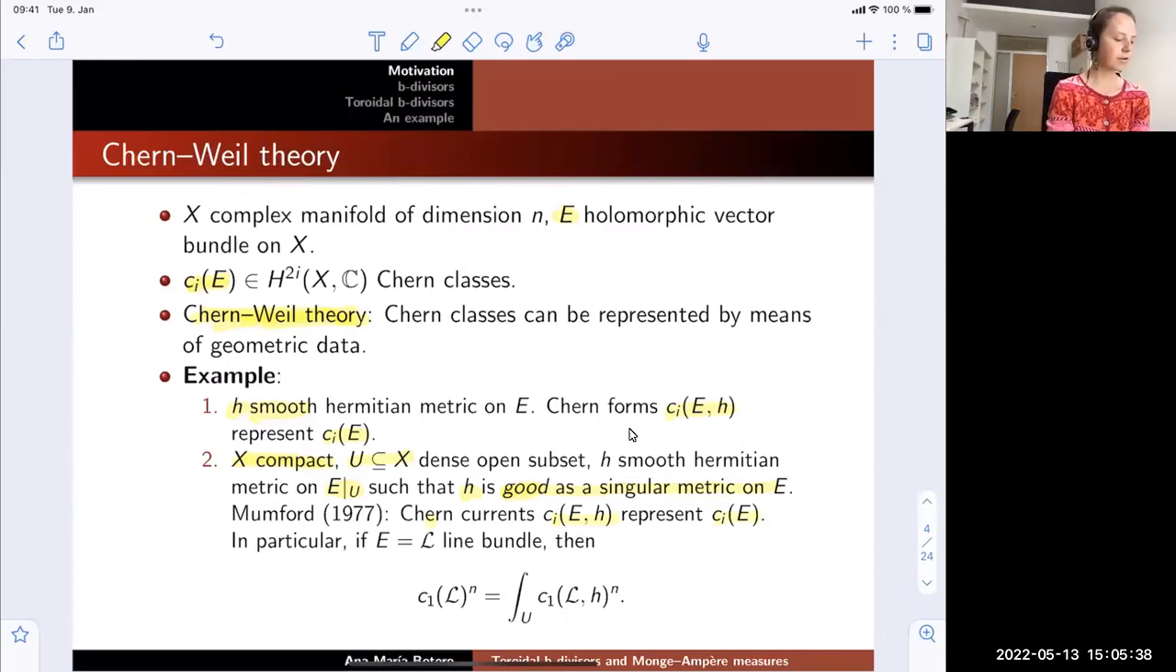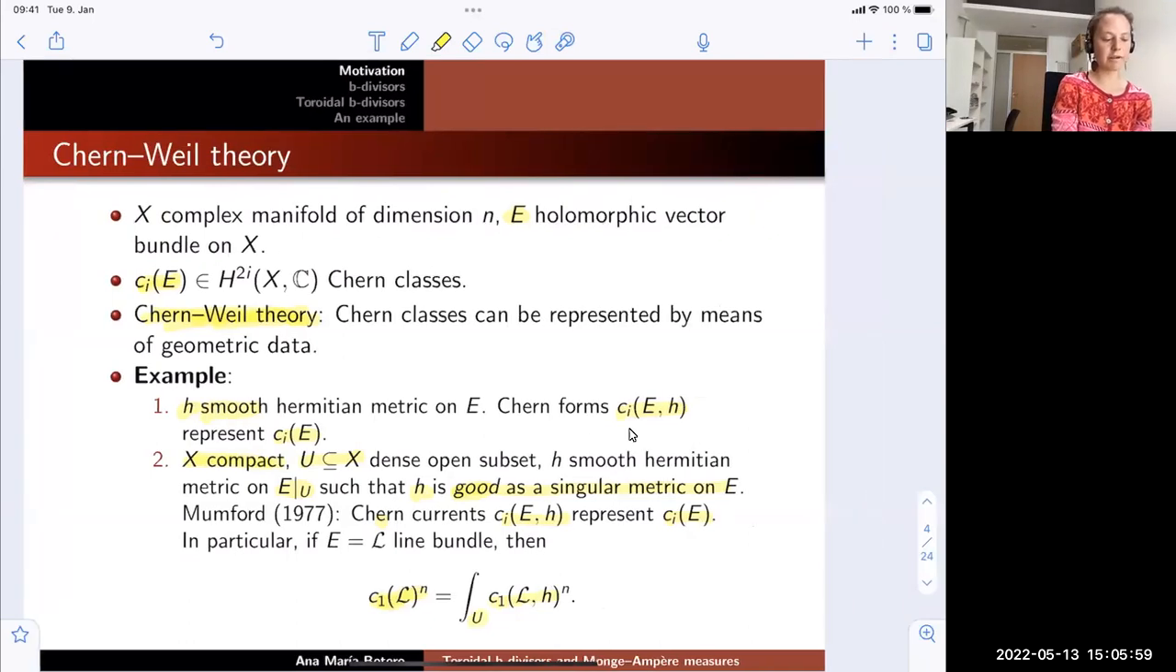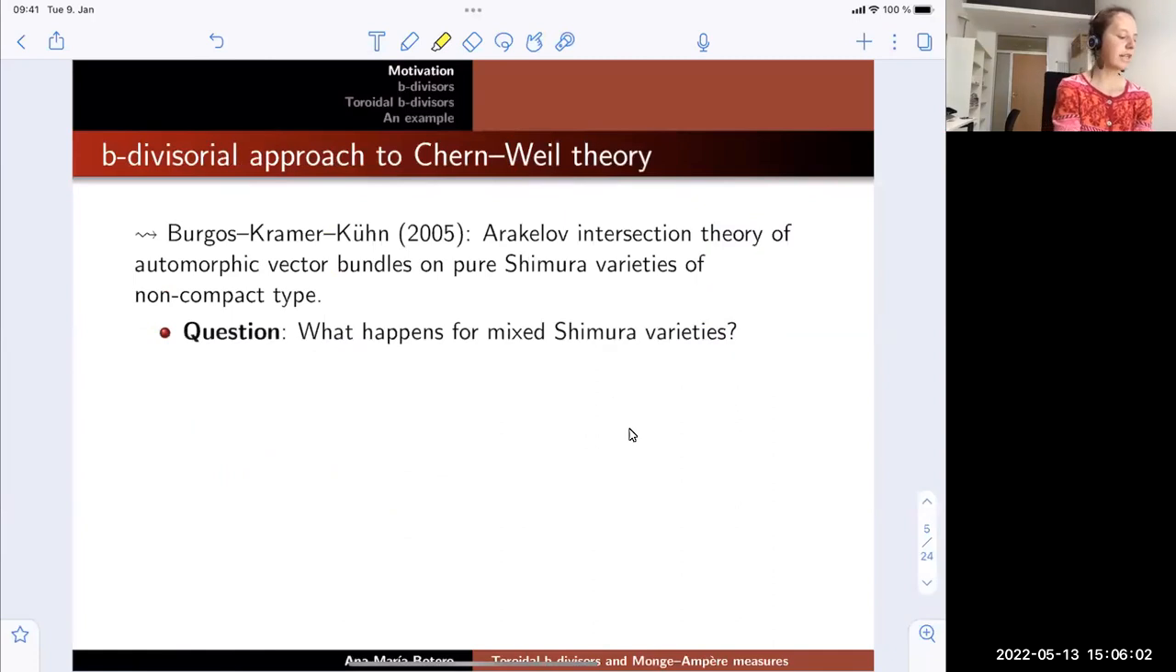So in particular, if your vector bundle is of rank 1, then you can compute the top intersection number on this compact space in terms of top wedge products of smooth differential forms on your open set. So this is a nice result, and it gave a lot of applications. In particular, this enabled Burgos, Kramer, and Kuhn in 2005 to develop an arithmetic intersection theory of automorphic vector bundles on pure Shimura varieties of non-compact type. So, for example, on A_g.